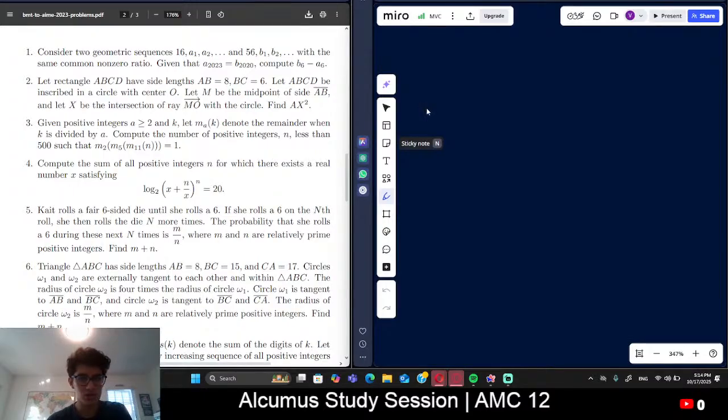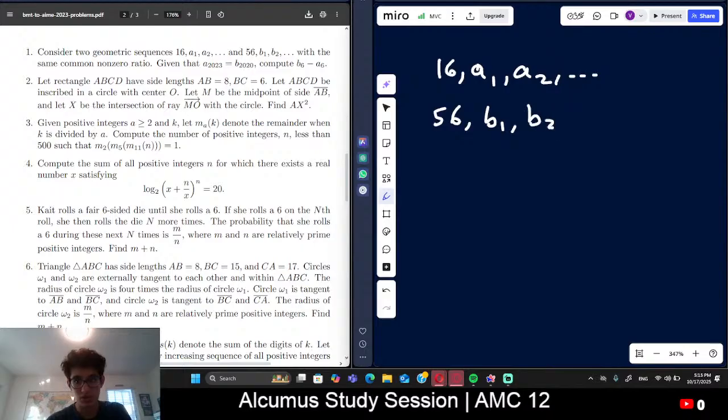So let's start with the first question. There are two geometric sequences. The first one is 16, a sub 1, a sub 2, and so on. And the second one is 56, and then b sub 1, b sub 2, and so on, with the same common ratio. Because that's the case, we can do this. So if we do this, we get a to the 2020, and this is equal to what?